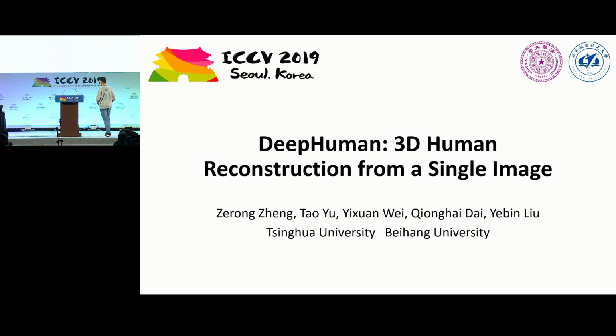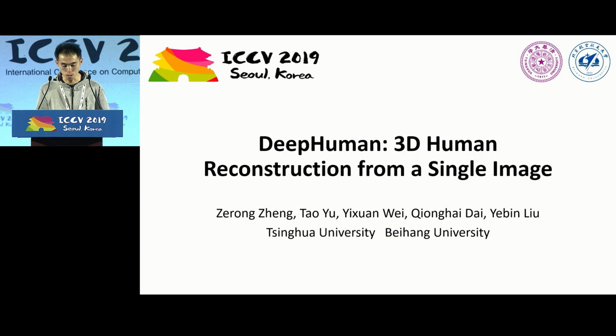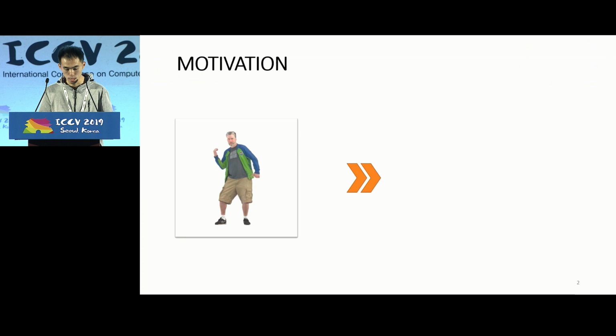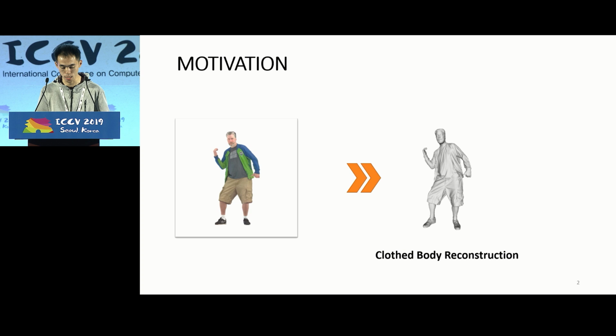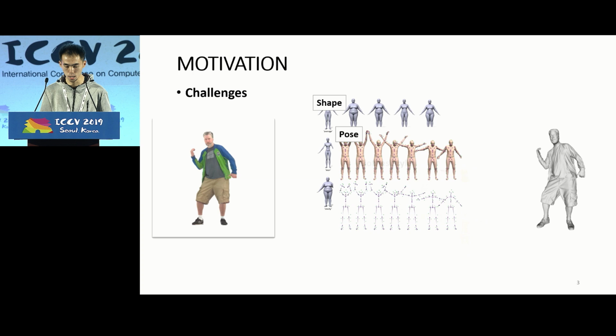Hi, I'm Zhou Yongzhen from Tsinghua University. Today I'm going to talk about our work on deep 3D human reconstruction from a single image. Given a single image, 3D reconstruction of clothed humans can enable many applications, including image editing, virtual try-on, rotation, and so on. However, reconstructing a 3D human model from a single image is very challenging due to the varieties of body shapes, poses, and clothing styles.